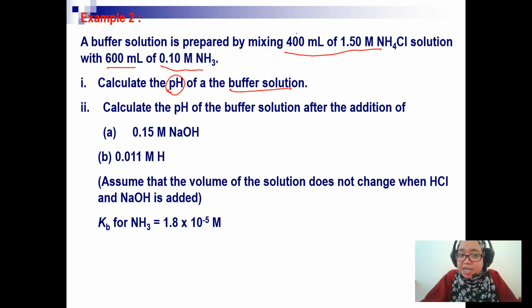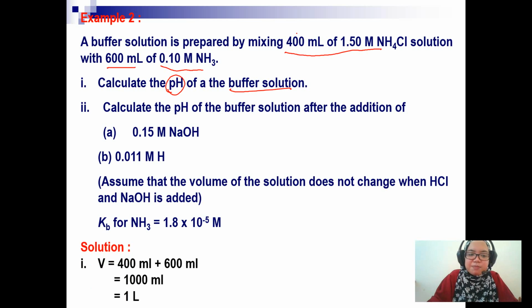But now, it is a bit different. Why is it different? Because it does not give the molarity for the total volume of the buffer solution. It gives the molarity of the conjugate acid and the base that are mixed. So that is why we have to recalculate a new molarity of the buffer solution. How? Okay, first we find the total volume. So the total volume of the buffer solution here is 400 ml plus 600 ml. So we get 1000 ml, or equals 1 liter.